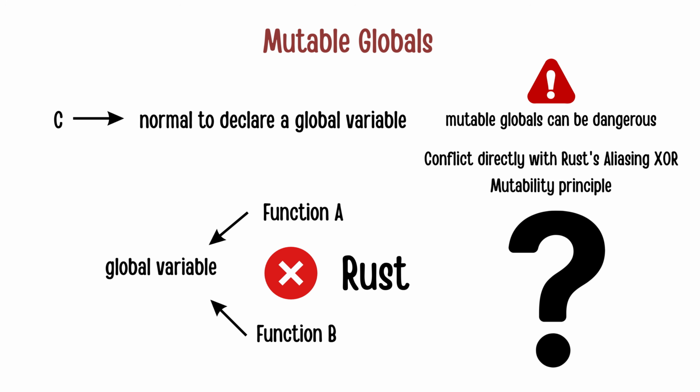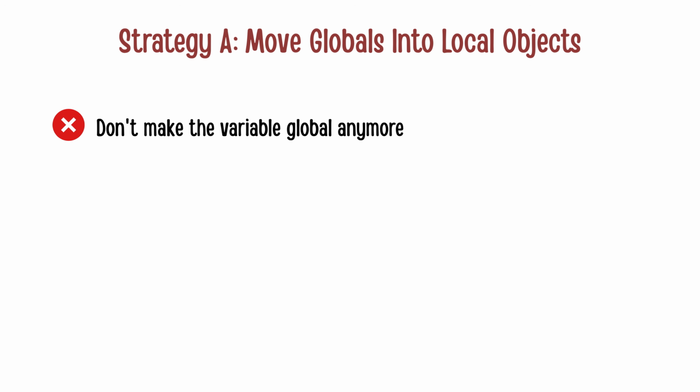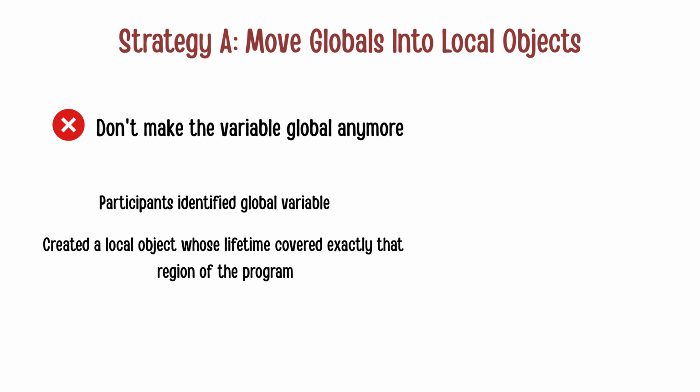But what did the participants do when they encountered them? The researchers found three main strategies. The first and most popular strategy was surprisingly simple. Don't make the variable global anymore. Instead, participants identified where the global variable was actually used. They then created a local object whose lifetime covered exactly that region of the program. A reference to this object could then be passed into the functions that needed access to it.